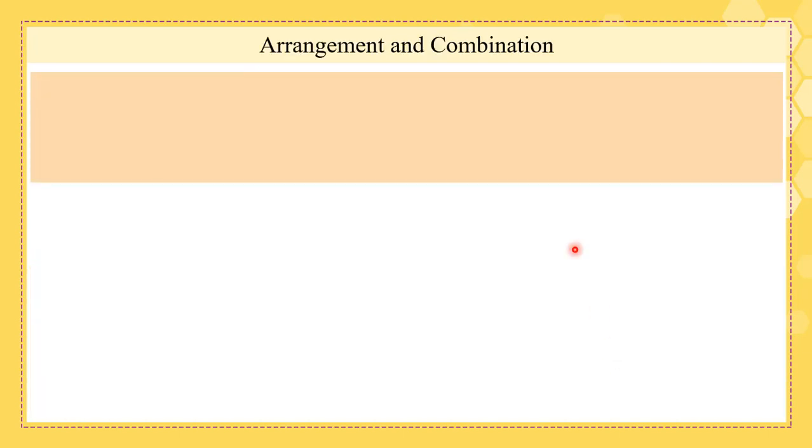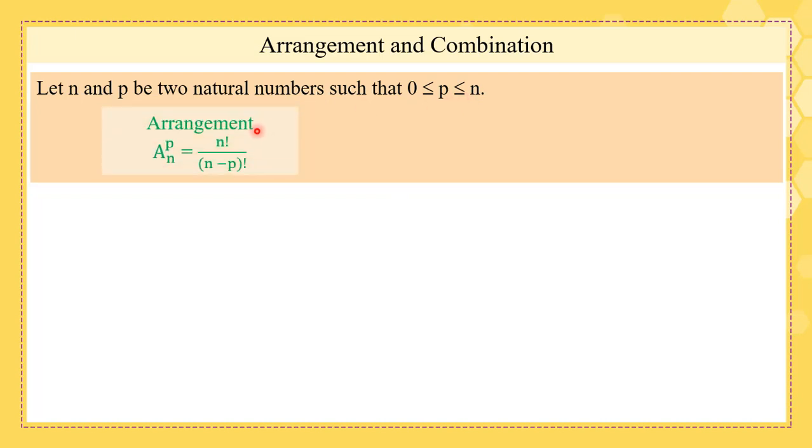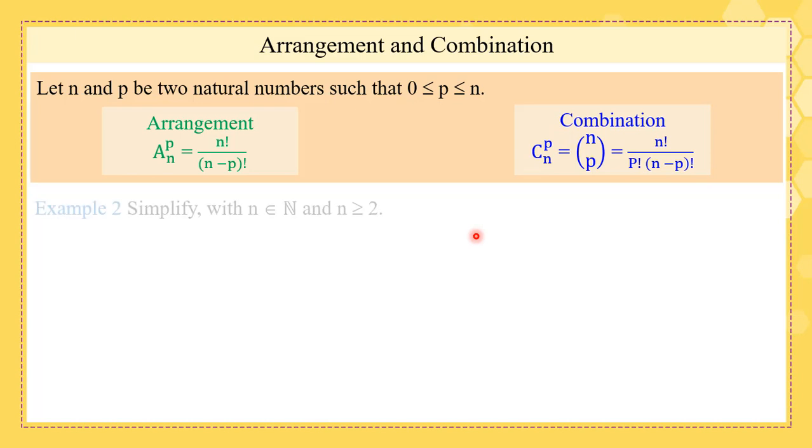Now let's see the arrangement and the combination. N and P are two natural numbers. P is smaller than or equal to n and it's strictly positive. Now the arrangement A(n,p) is n factorial over (n minus p) factorial, and the combination C(n,p), which could also be denoted by open parenthesis n p close parenthesis, is n factorial over p factorial times (n minus p) factorial. Now these are two notations that will be used later in this unit.